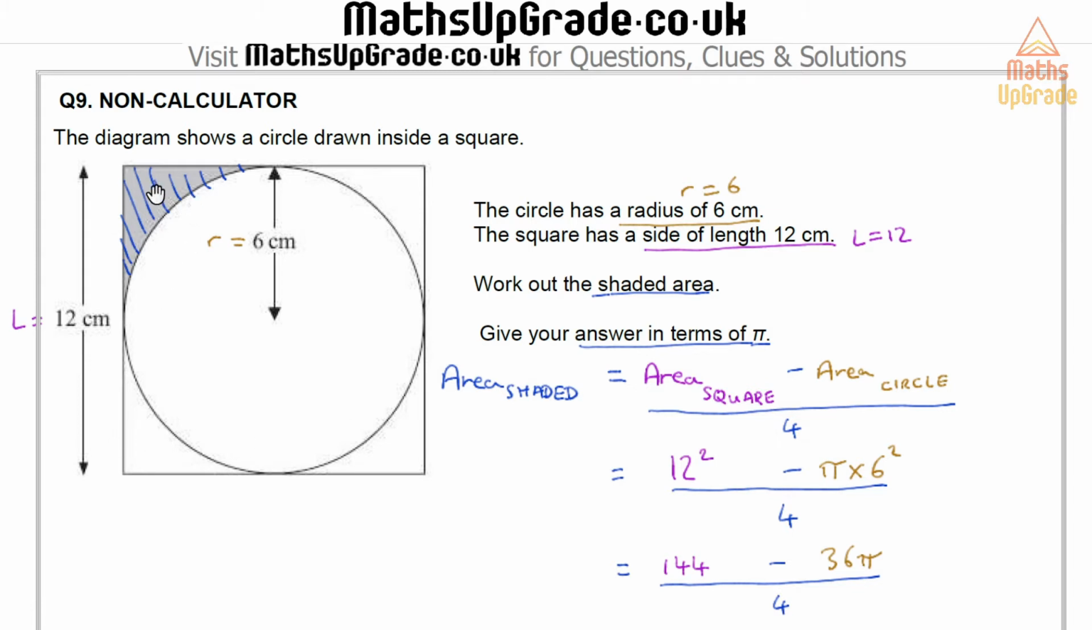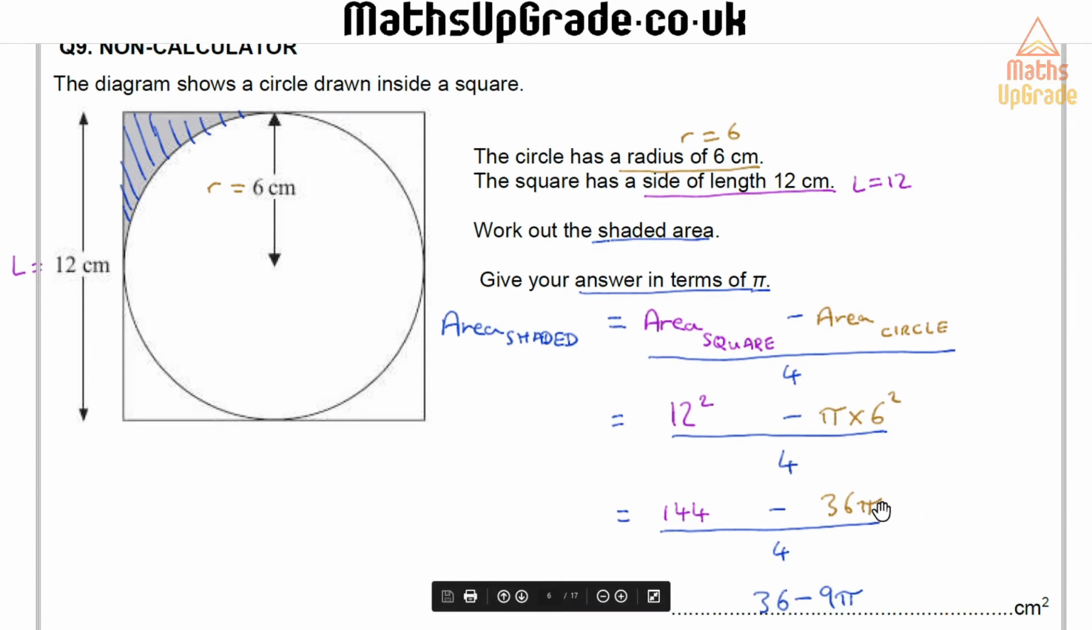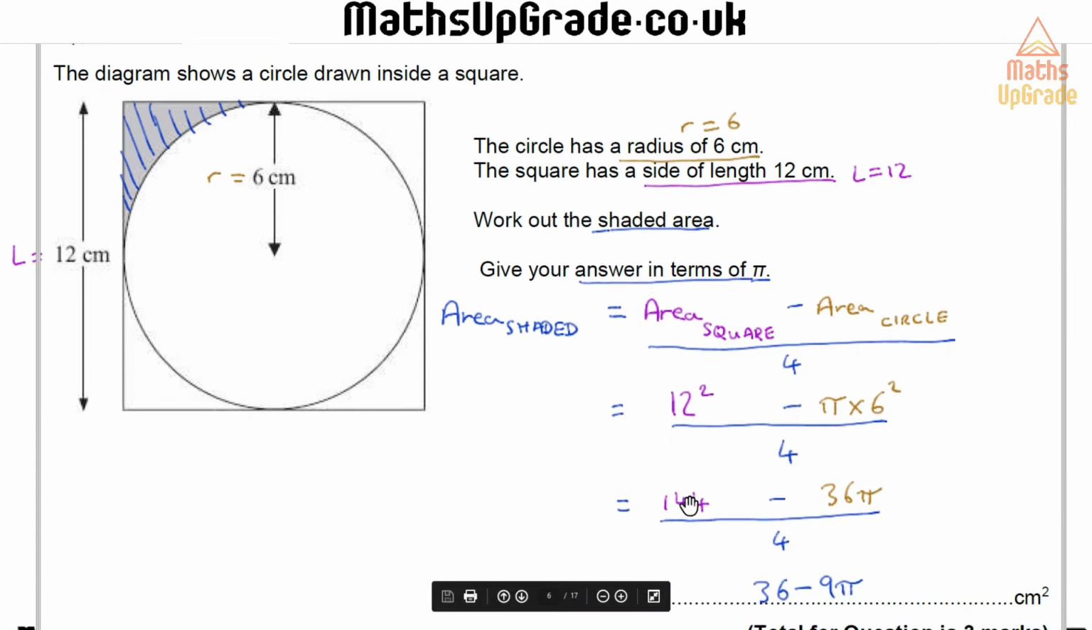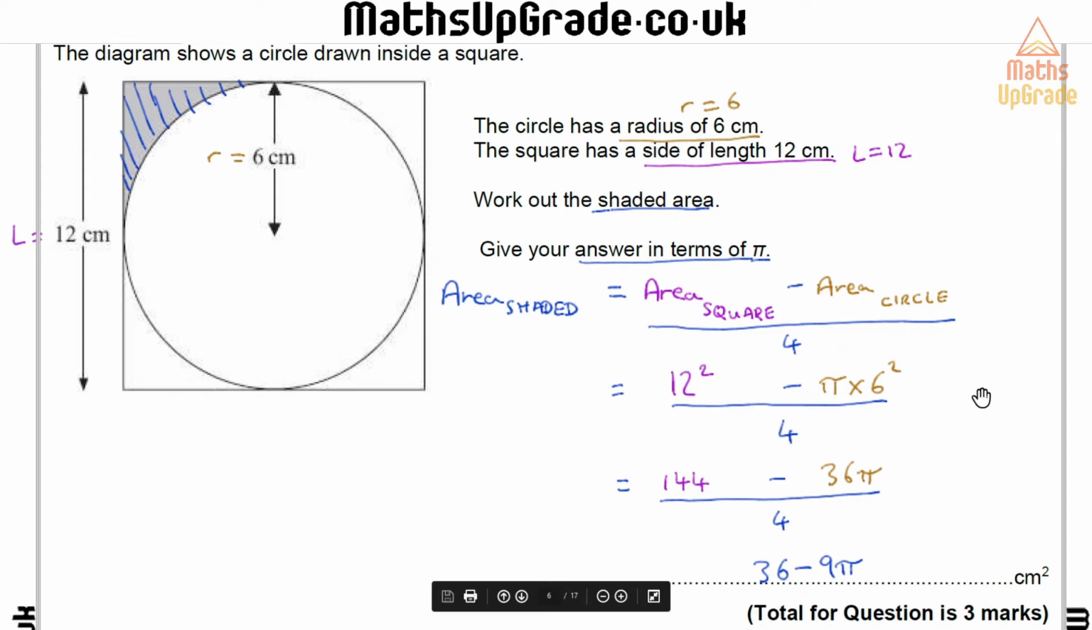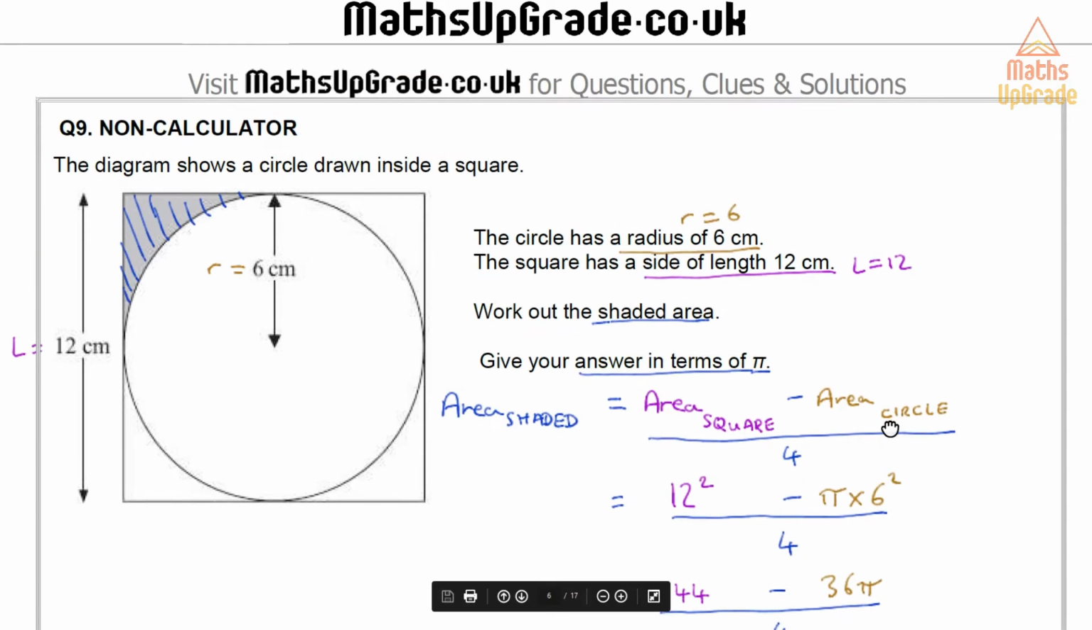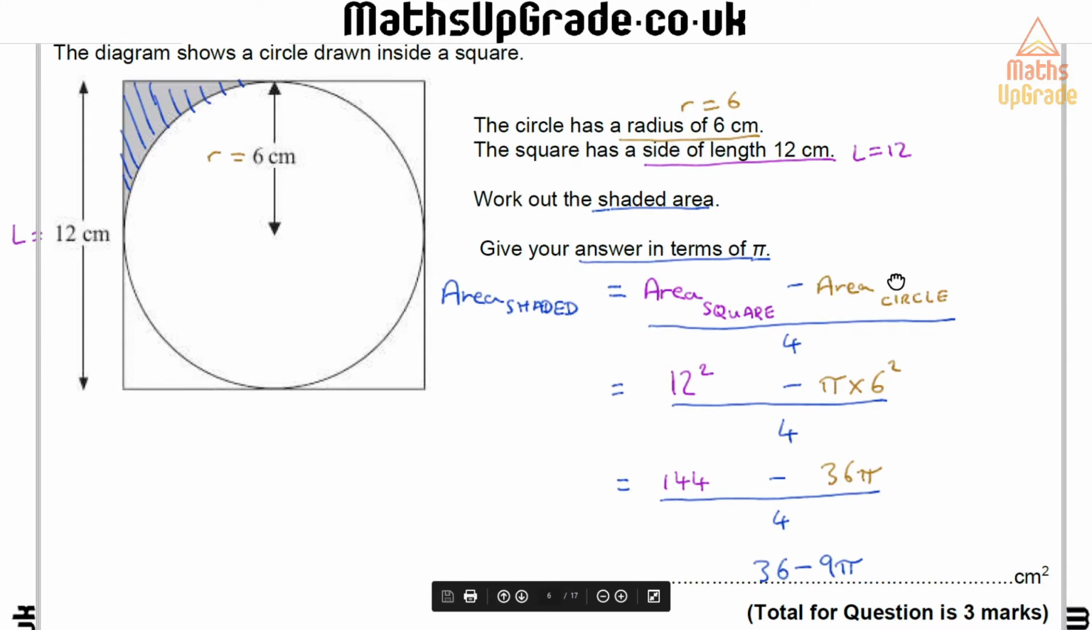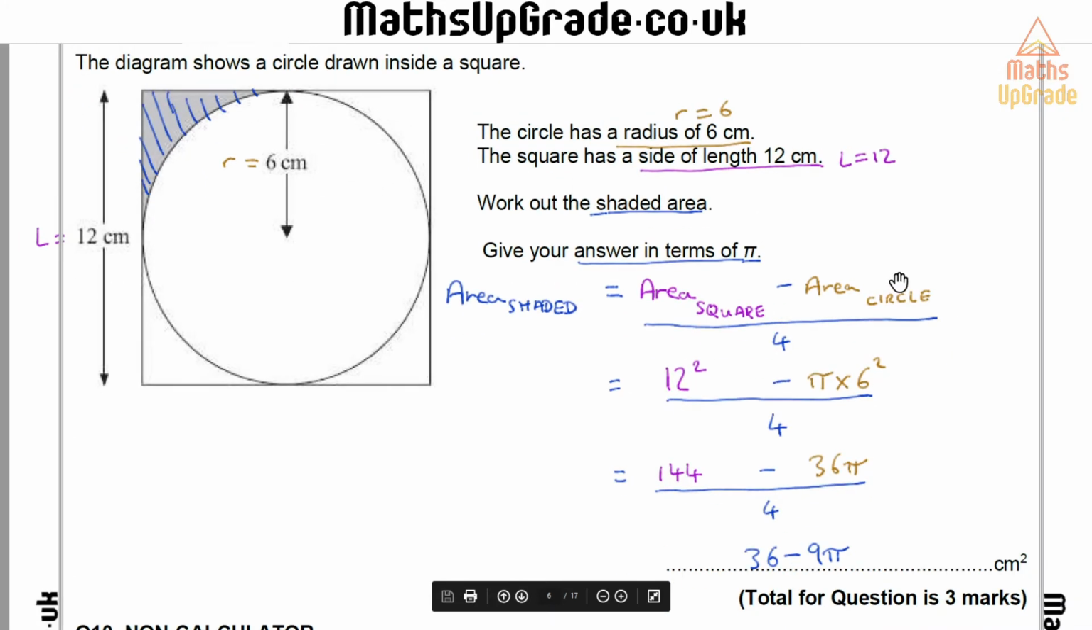Well, I only need one of them, and because they're identical and there's 4 of them, I can divide that by 4. So if I simplify that, 144 divided by 4 is 36. 36 pi divided by 4 is 9 pi. So 36 minus 9 pi. I have to leave my answer in terms of pi because it's a non-calculator question. That would give you 3 marks.